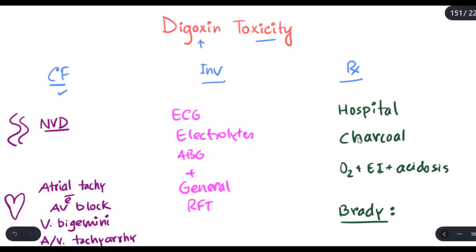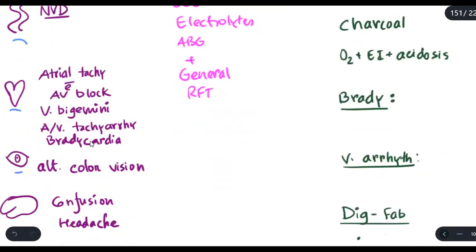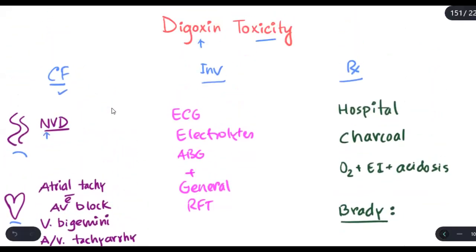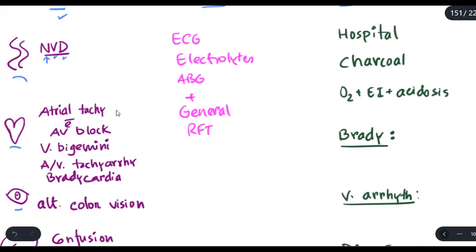The classic clinical features of digoxin toxicity involve the GI tract, heart, eyes, and sometimes the nervous system. The initial manifestations are nausea, vomiting, and diarrhea. The cardiac manifestations of digoxin toxicity include atrial tachycardia with AV block. This is the most specific type of arrhythmia that suggests digoxin toxicity. Atrial tachycardia with atrioventricular blocks.